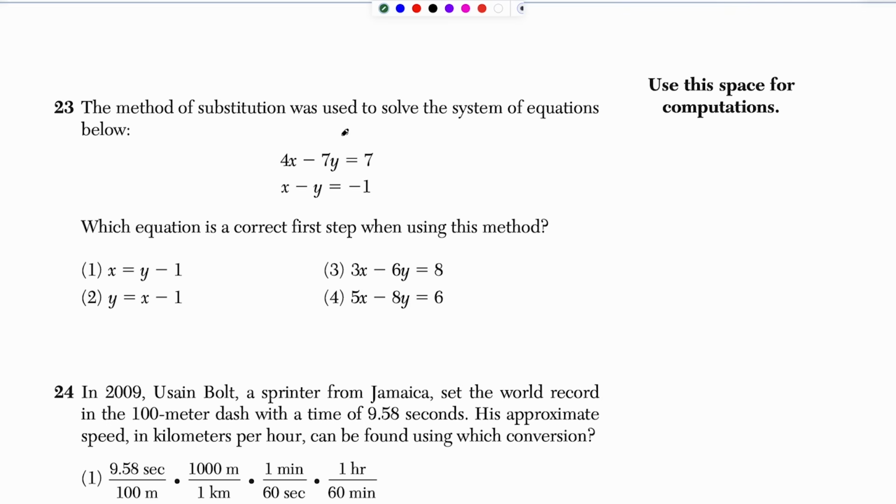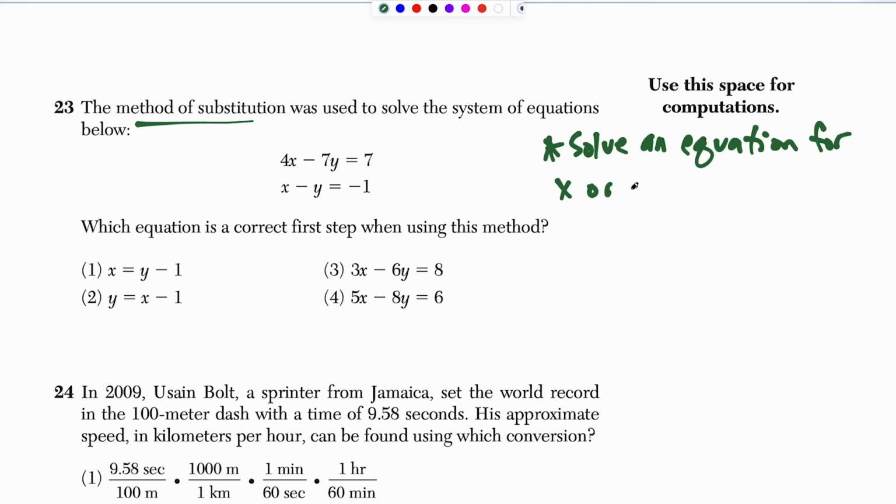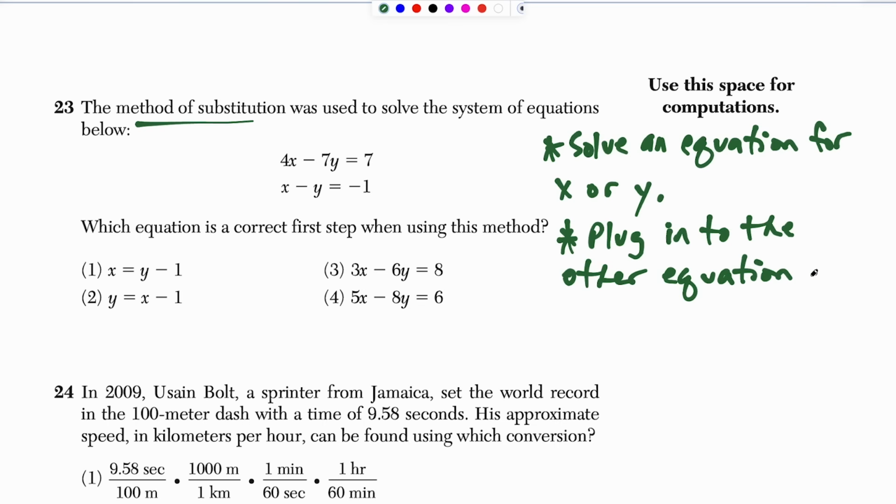Question 23, the method of substitution was used to solve the system of equations below. And then the question is, which equation is a correct first step when using this method? So when we're using substitution, I'm going to write it over here. The first step is to solve an equation for x or y. And then the second step is you plug that equation in to the other equation. Okay, so that's what we do when we solve a system by substitution.